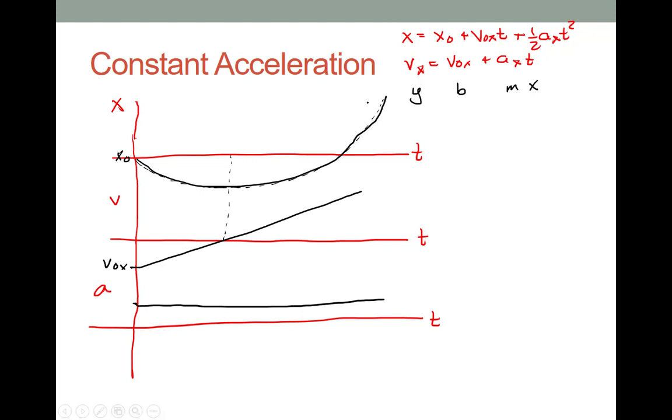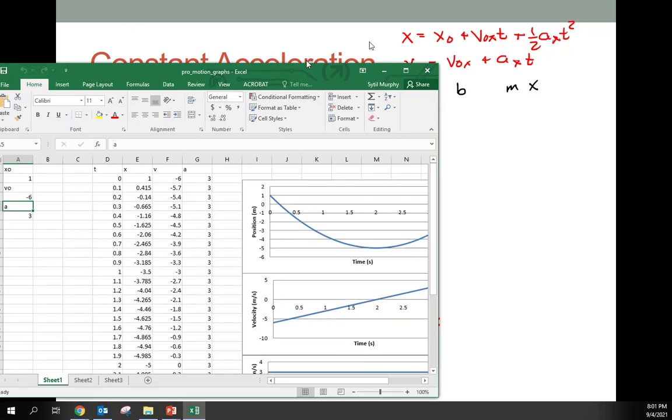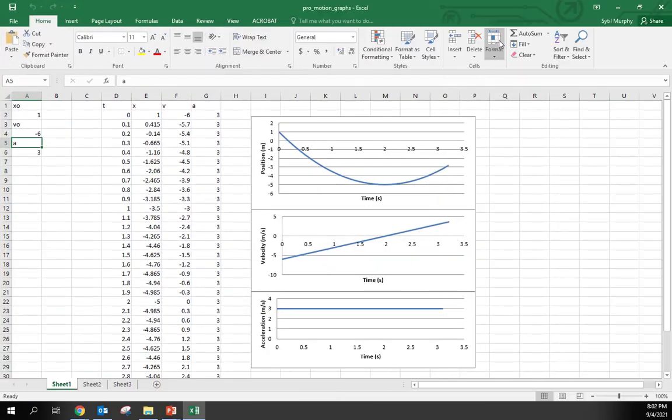Now I've created a file to help with this process. I will post it to Brightspace. It'll be up there for you. In this file, I have cells here for the initial position, the initial velocity, and the acceleration. I then calculate, using the constant accelerations, what the position, velocity, and acceleration are as functions of time, and then I graph them.